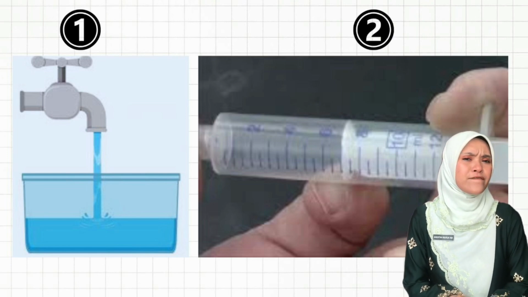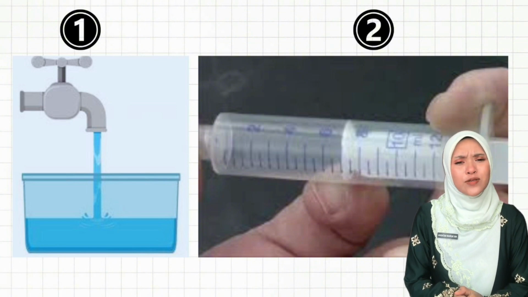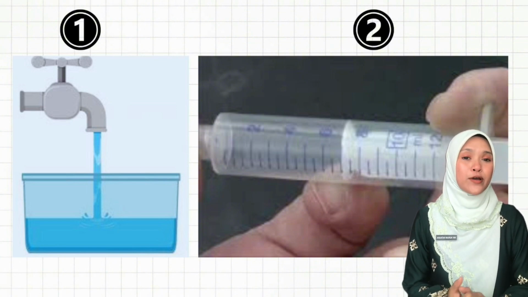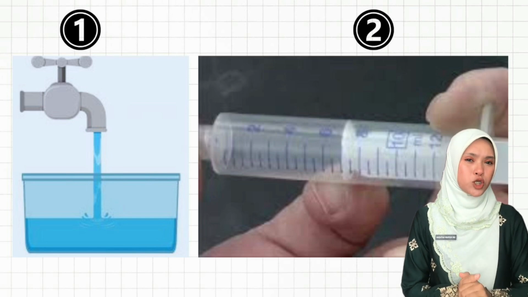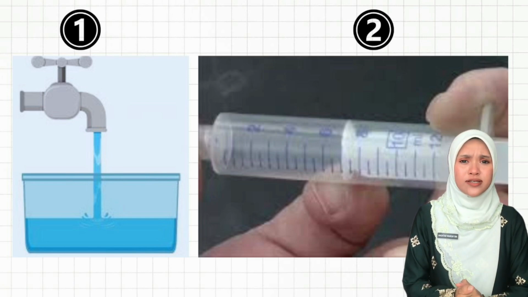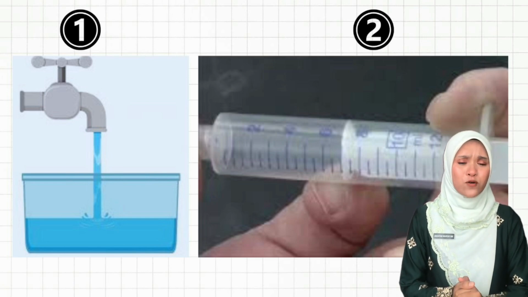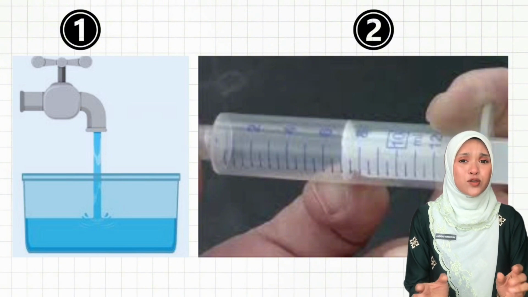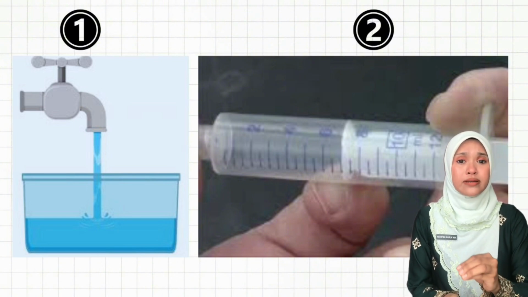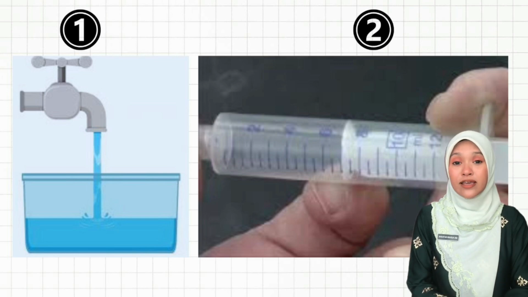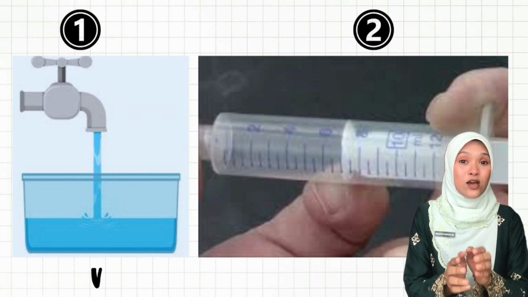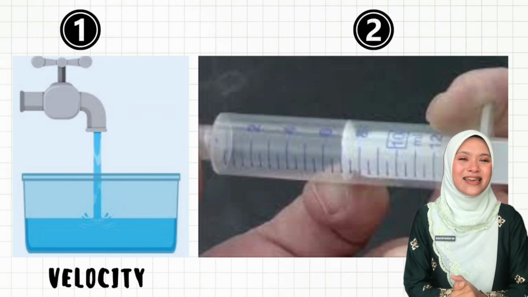Alright, based on the picture, what do you think that we will learn for today? First, we have the picture of fast water that flows. And the second picture is we pull the syringe. Okay, when we talk about the water, it relates to the speed. So the speed relates to V, which is velocity.